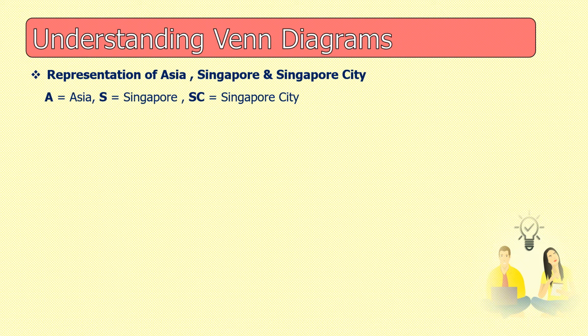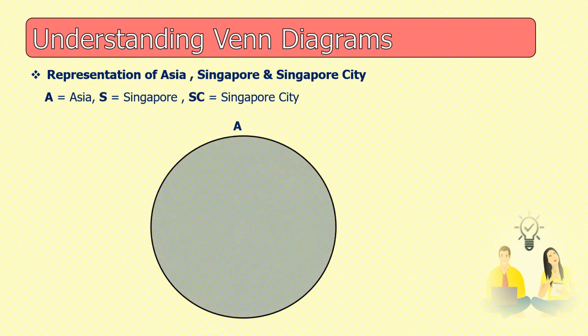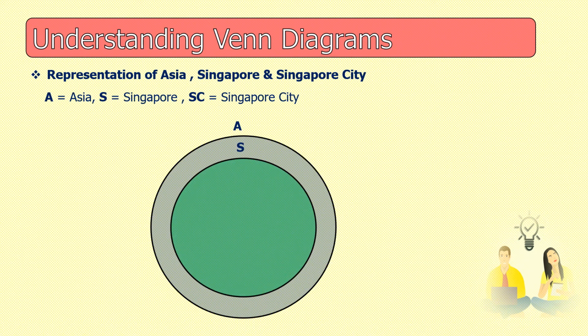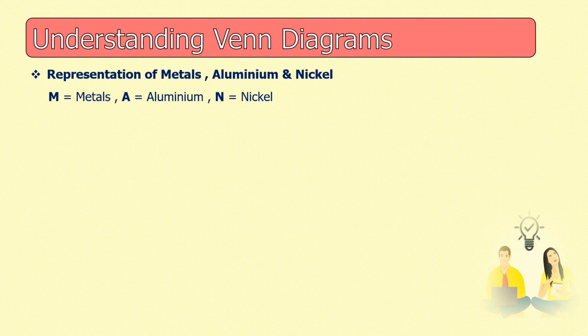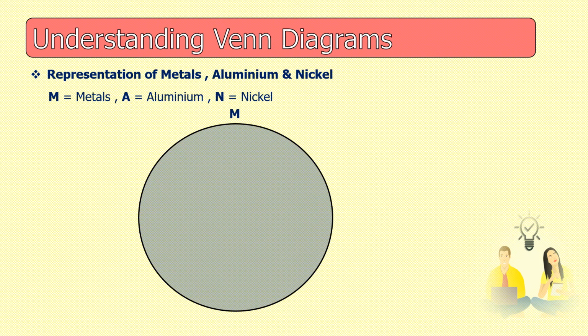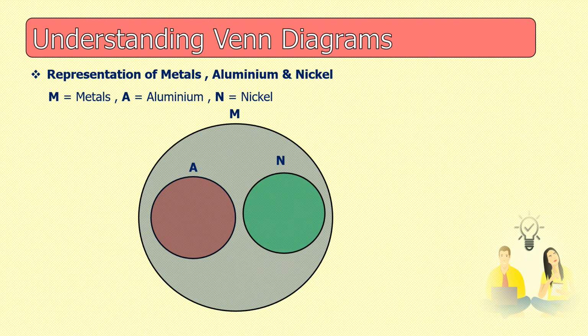Asia, Singapore and Singapore City. Asia. As we know that Singapore is in Asia and Singapore City, which is capital of Singapore, is in Singapore. So this will be our representation. Metals, aluminium and nickel. Metals. Everything made up of aluminium will come under metals. Nickel is also a metal, but they are two distinct sets because aluminium cannot be nickel and nickel cannot be aluminium.